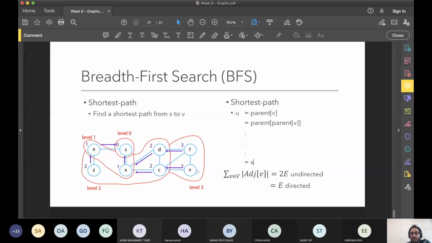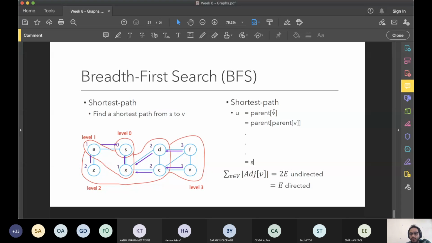It's the same thing here. So for vertices D and C, X is the parent of D and C. And here we said we can make two parents for F. We can make it C or we can make it D. It doesn't matter which one you go first. If you start with C, then the parent of F is going to be C. If you start from D, the parent of F is going to be D. It doesn't matter.